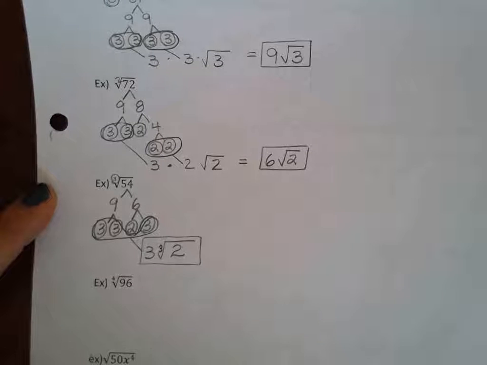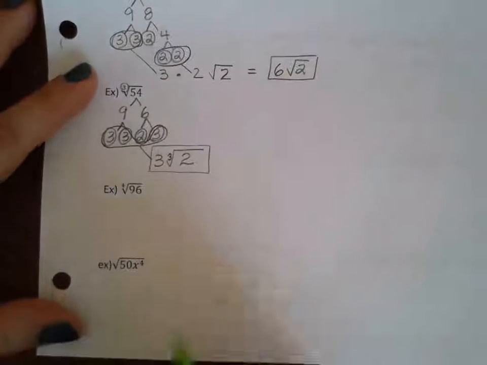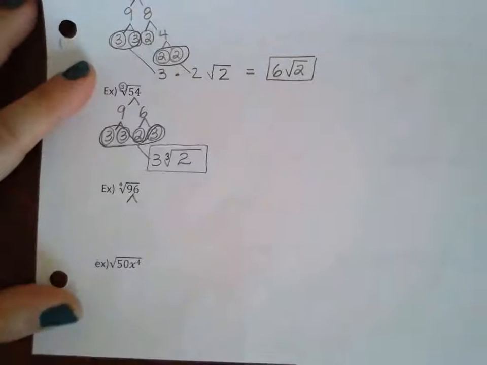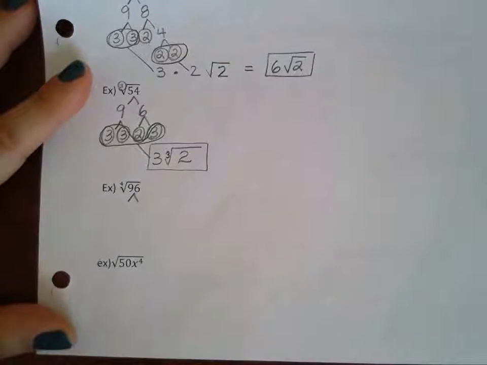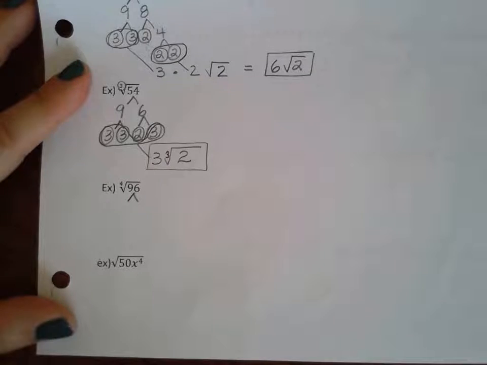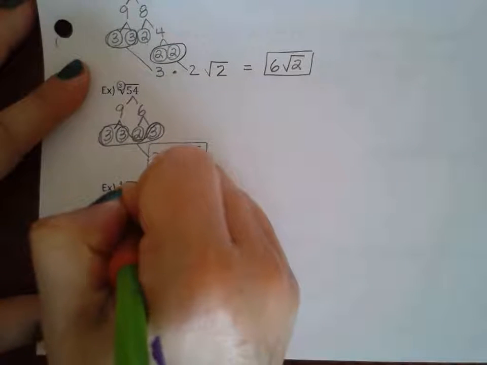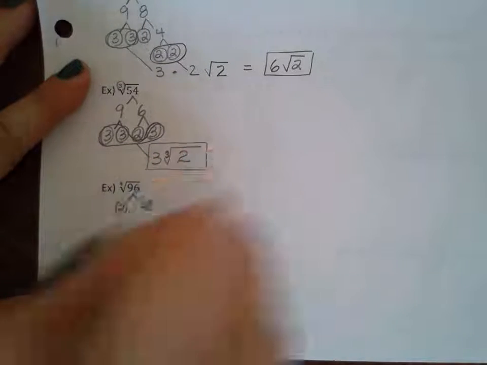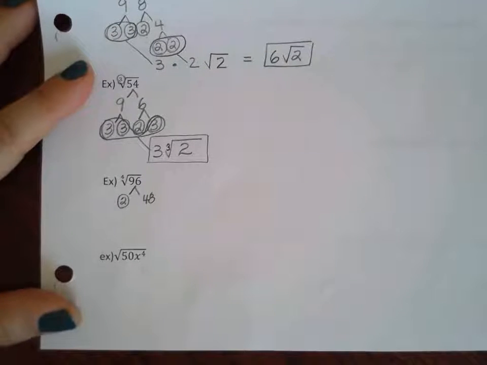If I'm going too fast, please feel free to pause the video at any time or rewind it, go back and look at the examples again. Alright, now let's do the next one, 96. So for 96, I need 2 numbers that multiply to 96. How about 2 and 48? 2 is prime, 48 is not prime.